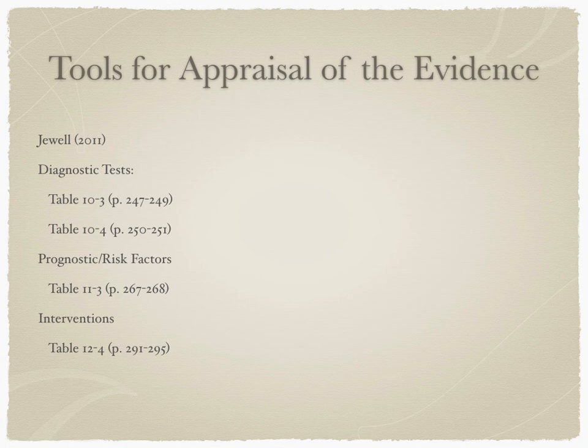For prognostic or risk factor studies, it's table 11.3, which is page 267 and 268. And for appraisal of interventions is table 12.4, and that's page 291 through 295.